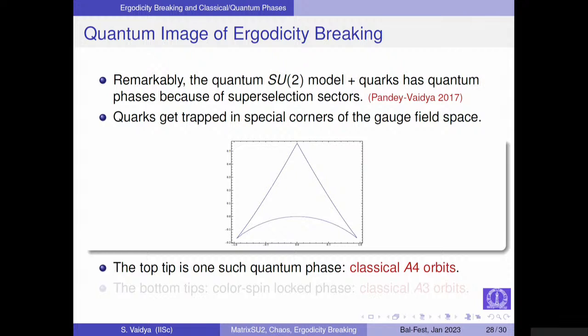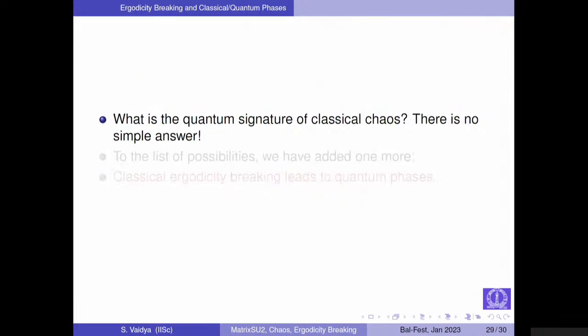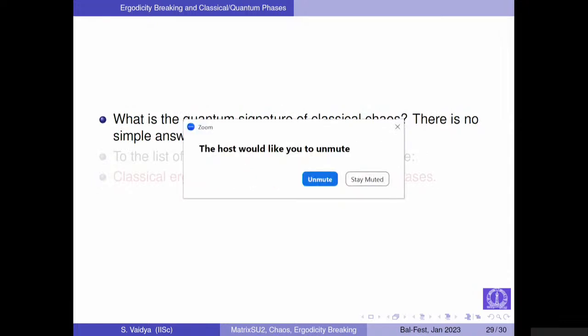And like I just showed you, the classical theory shows that A4 orbits, if they have the right energy, get stuck there. We found another phase, which is actually a color spin locked phase. For that phase, the quarks get stuck either at this tip or at this tip, at gauge field configurations corresponding to either this or this tip. And again, I showed you that these correspond to A3 orbits with the right energy, classically. So I think I have just a minute or two left, so I'd like to end now.